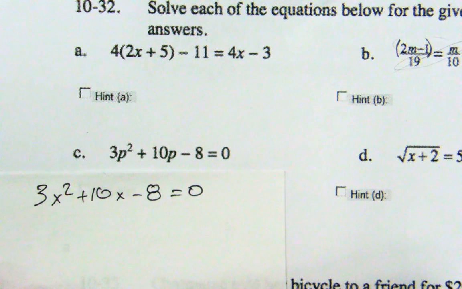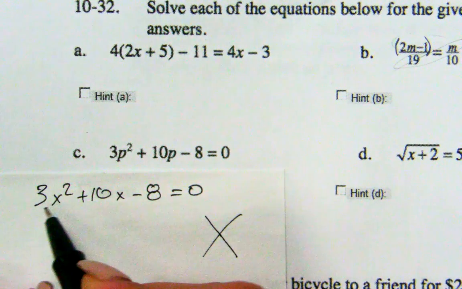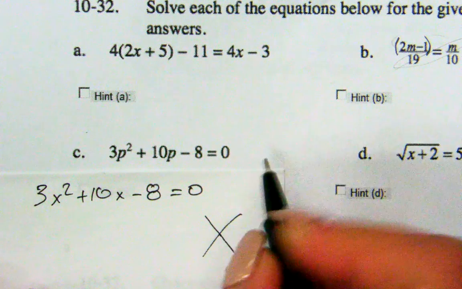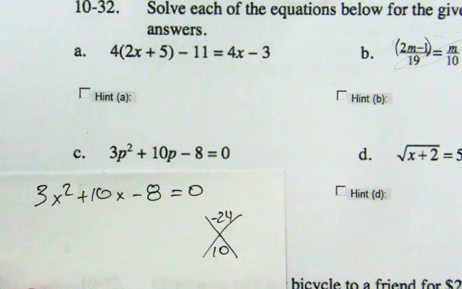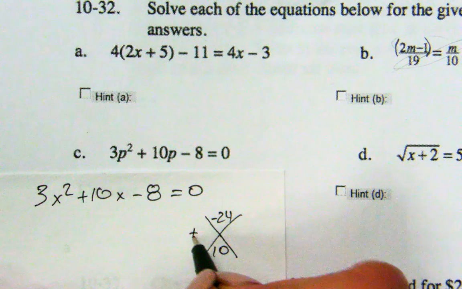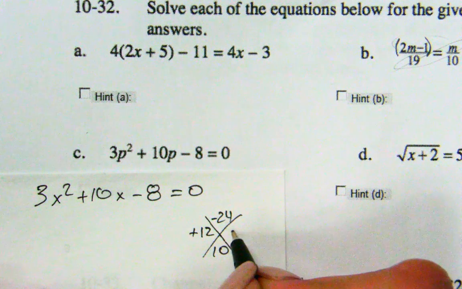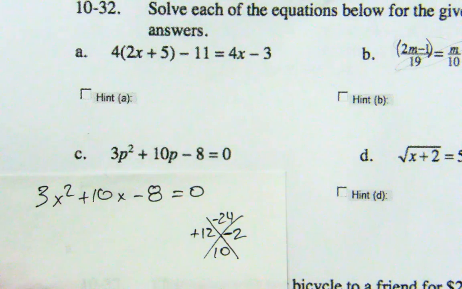Factoring. Does that work out? Two numbers, that'll be 3 times negative 8, which is negative 24, and then 10. Two numbers that'll multiply out to negative 24, but add up to 10. 6 and 4, 2 and 12. Ooh, that'll work. So positive 12 and negative 2.